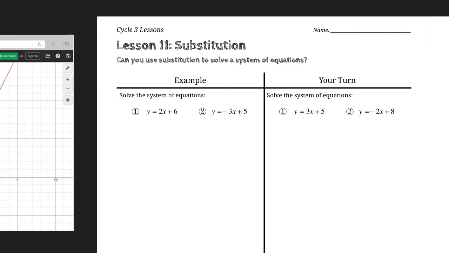When we're given a problem like this, solve a system of equations, what does that mean? Well, it means what values of x and y make both of these equations true. So we've done this in a few different ways in the course so far. We've done it with graphing, by actually graphing both of these lines, and we see where the point of intersection is. And we've also done it by elimination. In this lesson, we're going to learn a third way called substitution.